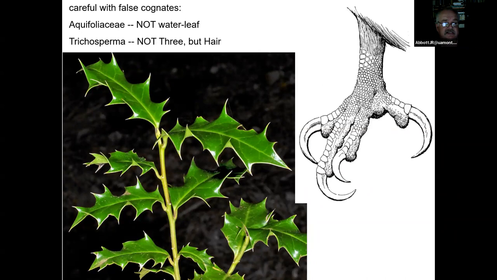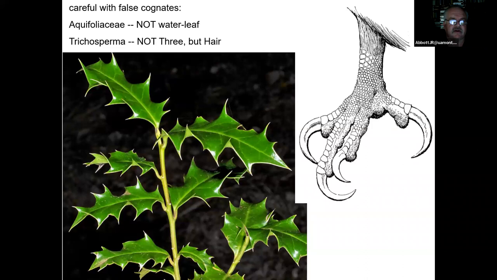T-R-I-C-H is a root that means hair, right? And so this genus name means having a hairy seed. Sperm refers to seed, so trichosperma literally means hairy seed. But someone who knows just a little bit might think it has something to do with three. So you do have to be careful sometimes in trying to sort out the etymology and make sure that you're not being fooled by false cognates.